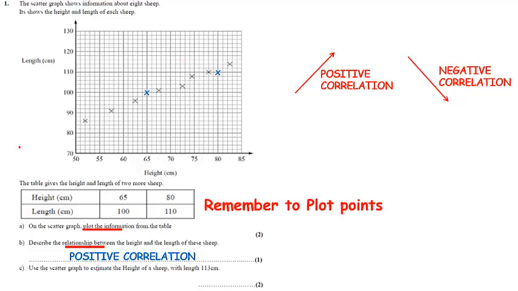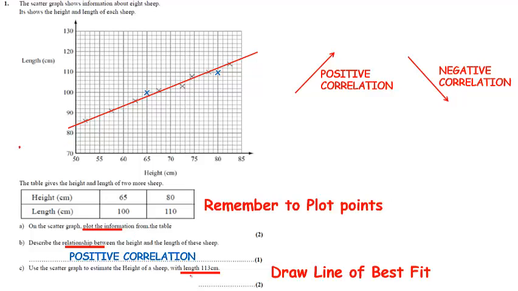Use the scatter graph to estimate the height of a sheep with length 113 centimeters. Okay, so at this stage you always draw a line of best fit. Make sure when you draw your line of best fit, you have about an equal number of points above and below it. About an equal. If most of the points are on one side of it, you need to actually redraw it. So take your time, draw a line of best fit, and do use a pencil when you're doing this. Right. So you've drawn the line of best fit.